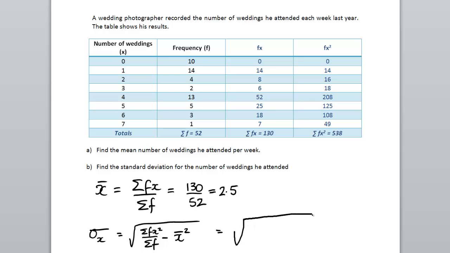So what do I want? I want the square root of 538 over 52 take away 2.5 squared. Doing that on the calculator gives me 2.024.